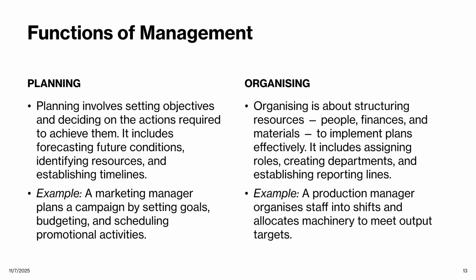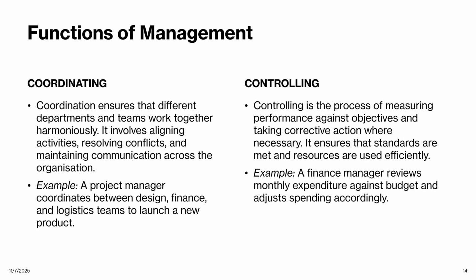So, we're planning and organising. Planning involves setting objectives and deciding on the actions required to achieve them. It includes forecasting future conditions, identifying resources, and establishing timelines. Organising is about structuring resources, people, finances, and materials to implement plans effectively. It includes assigning roles, creating departments, and establishing reporting lines.